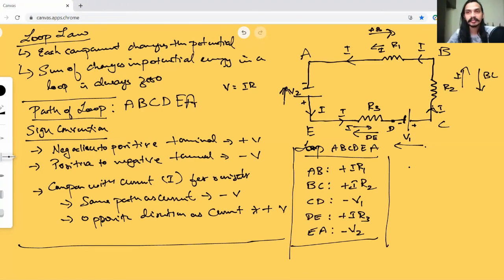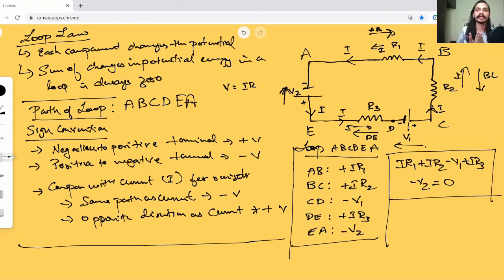Now the law says what? The algebraic sum has to be 0, meaning I'll have to just add all of these together. So I can say I into R1 plus I into R2 minus V1 plus I into R3 minus V2 equals 0. This is one big long equation. The sum of all of these will definitely be 0. It doesn't matter what expression you get, you just need to write that as equal to 0. You generally don't get any sums where you are given values and asked to calculate. You will be asked for this expression specifically. So this is your loop law.